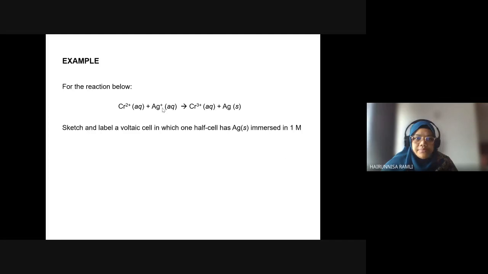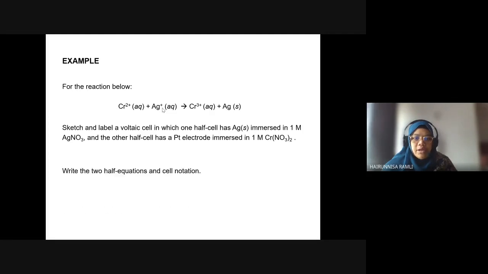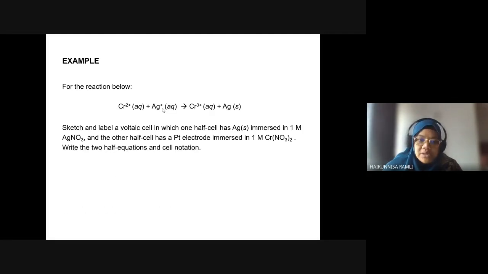Tengok contoh. Pada reaction below, Cr2+, Ag+, Cr3+, Ag. Sketch and label a cell in which one half cell has Ag immersed in one molar AgNO3, and the other half cell has a Pt electrode immersed in one molar Cr2+ and Cr3+. Okay, write the two half equations and cell notation. Dia nak semua. Dia nak detail eh. So first maksudnya you need to sketch. Of course lah, with a complete label lah. Lepas tu dia nak half equation and dia nak juga cell notation. Ada tiga benda yang you kena buat kat sini.